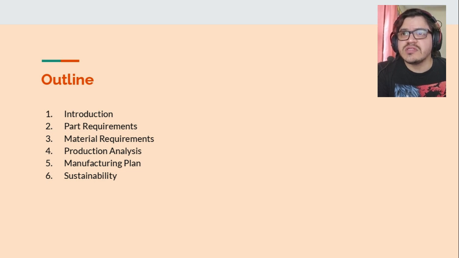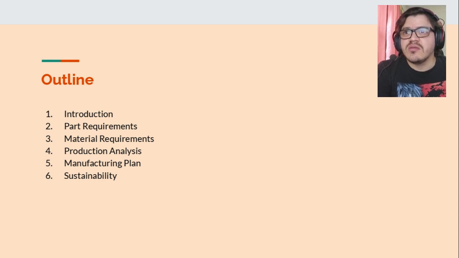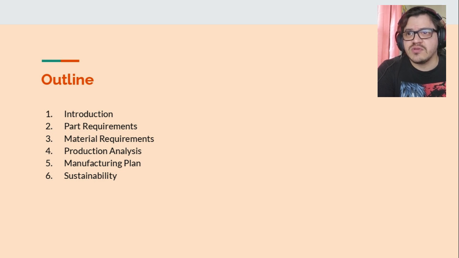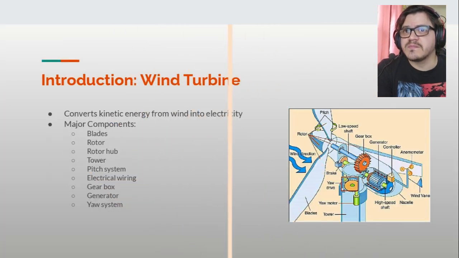The outline of the presentation consists of an introduction, which is a brief description of the product, the main parts of the product, the material requirements for such parts, a brief production analysis for each part, and the manufacturing plan for each part as well. And at the very end, the sustainability of the product.